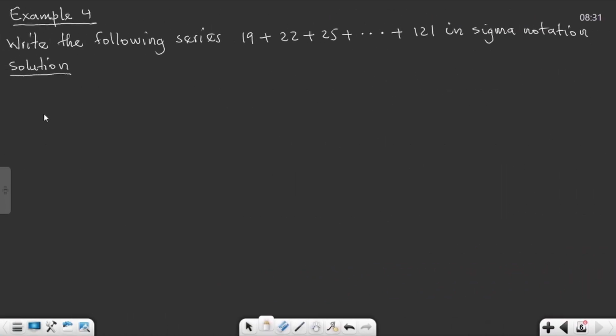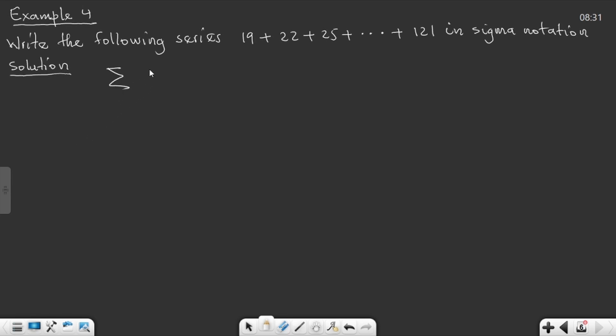Okay, now example number 4 says write the following series: 19 plus 22 plus 25 plus, you have terms in between, plus 121, the last term, in sigma notation. So we need to do what? To write it in this sigma notation.